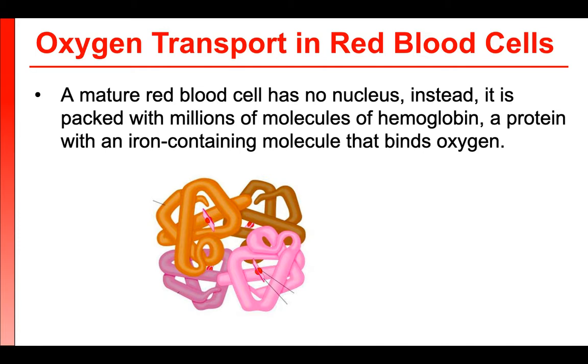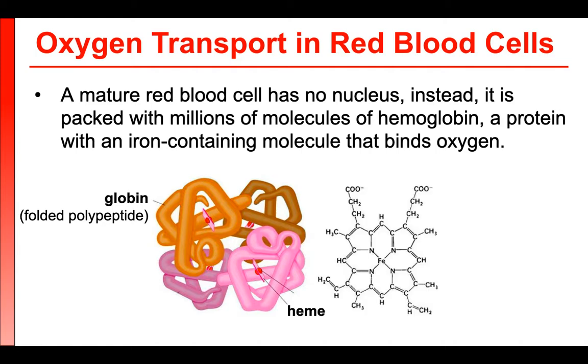So this is a drawing that represents hemoglobin. The sort of folded bits are the protein parts. So that's a folded polypeptide, the globin. There are 4 of those. And then within there, there's a molecule called heme. And heme is the molecule that contains the iron. It looks like this. Each of the globins has a heme molecule within it, and heme contains the iron. So there's the iron in the middle of the heme, and that's where oxygen can bind.